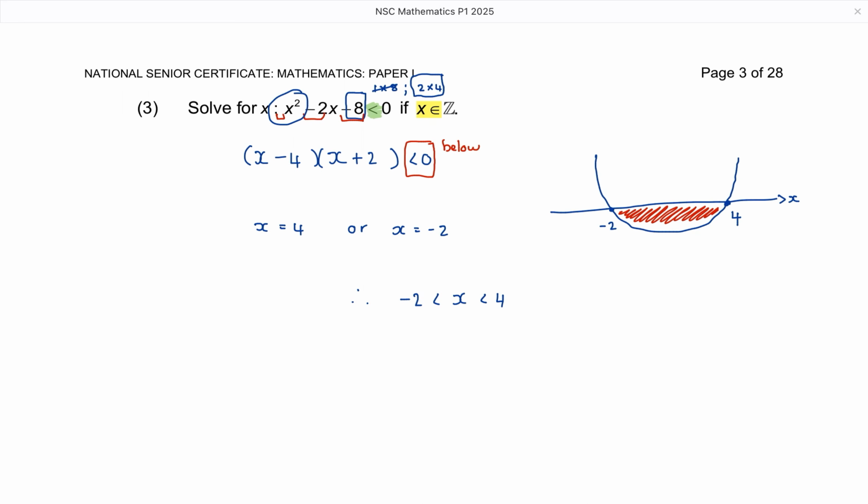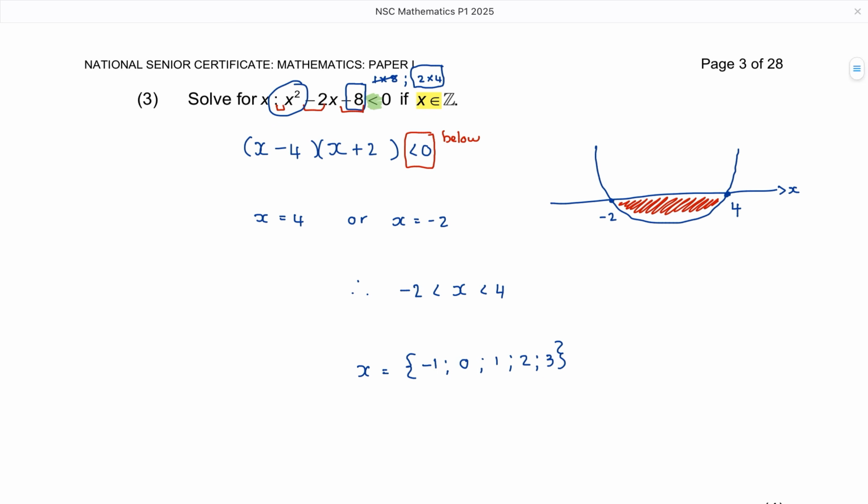Then we just got to remember that this question asked where x is an element of integers. So then we got to list the specific set of integers mentioned in this inequality. So it just says bigger than -2, so we can't include -2. So that means we've got -1, 0, 1, 2, and 3. Again, we can't include 4 because the inequality just says smaller than 4.